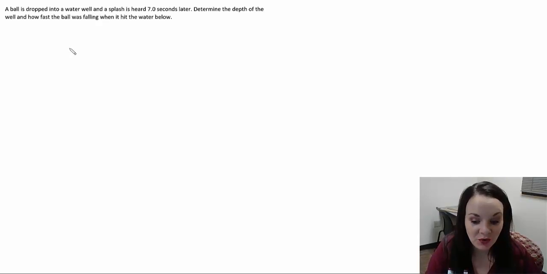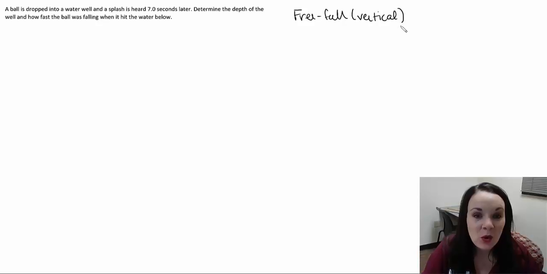We're going to solve the problem shown, and this is what we call a free fall problem. And so whenever we have something that's in free fall, we say that it's only moving in the vertical. And so when we look at our kinematic equations, we're going to use the ones with y. Those are the ones that we use for the vertical motion.